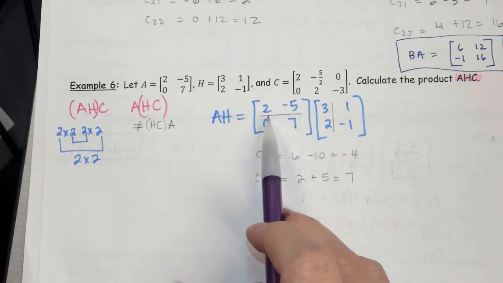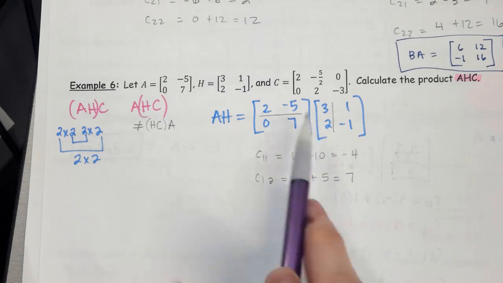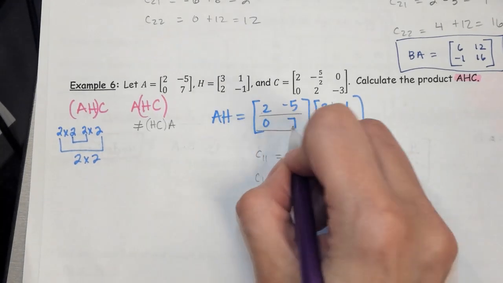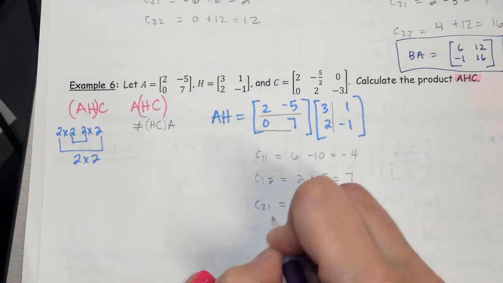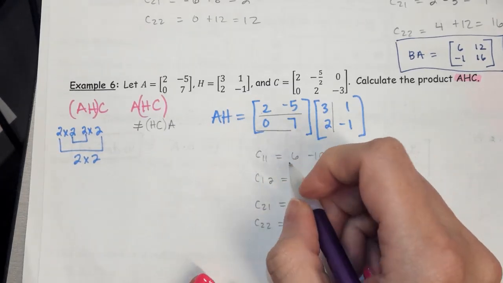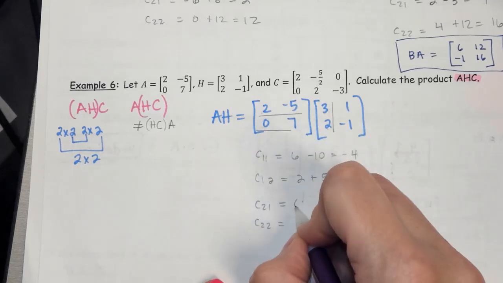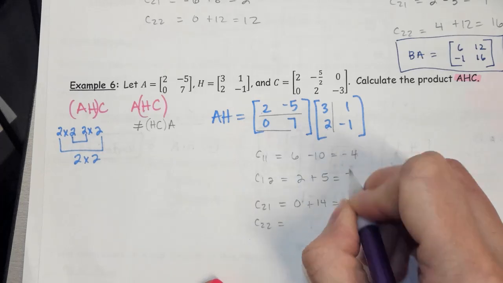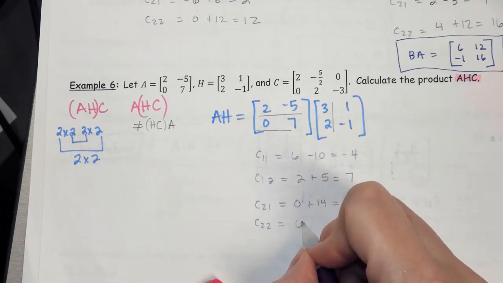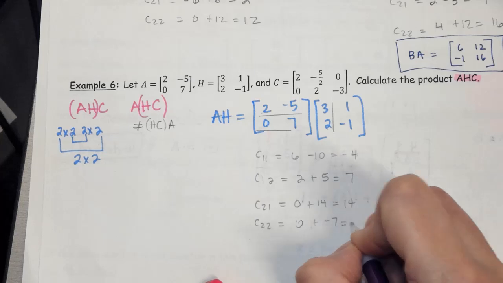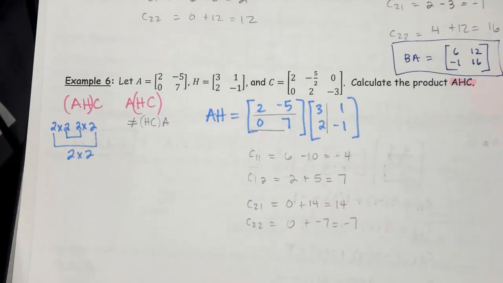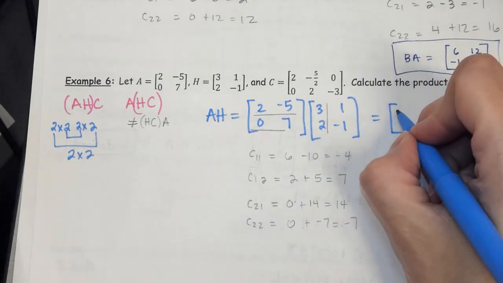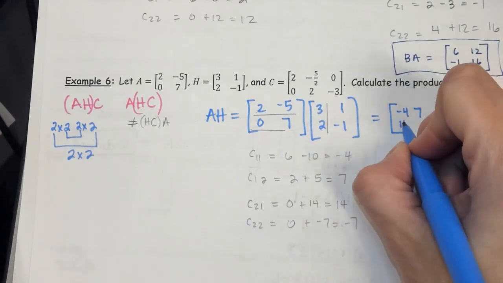Okay, so 2 times 3, negative 5 times 2, 2 times 1, negative 5 times negative 1. Then I'm moving on to my second row, first column, second row, second column. 0 times anything is 0. 7 times 2 is 14. 0 times anything, 0. 7 times negative 1, negative 7. Okay, so my A times H is going to be negative 4, 7, 14, negative 7.